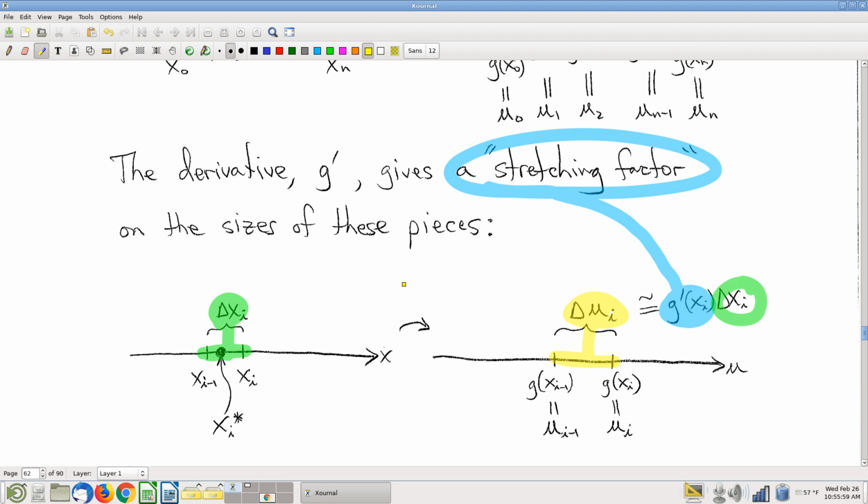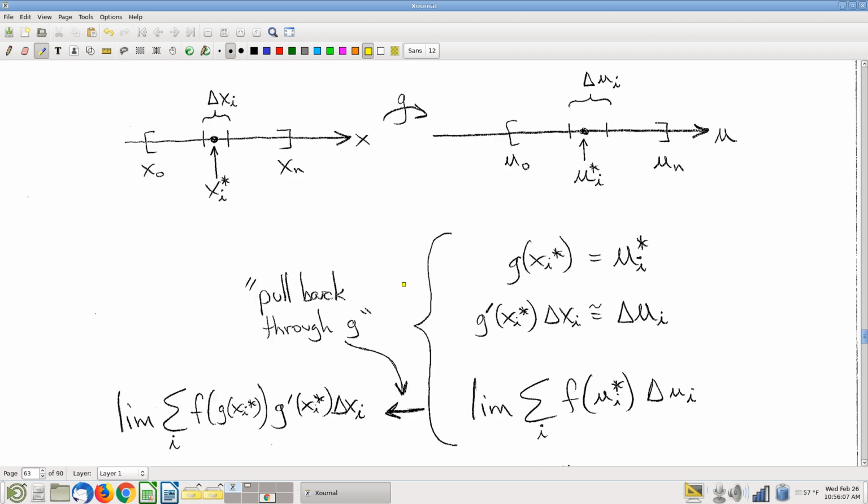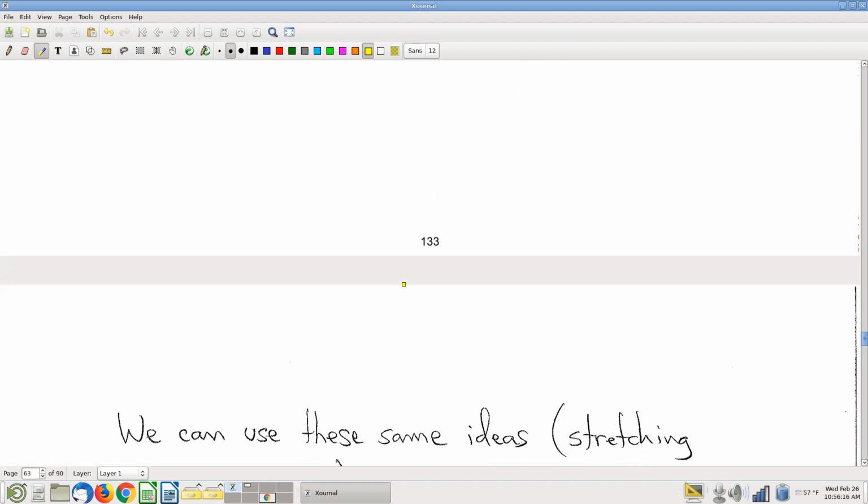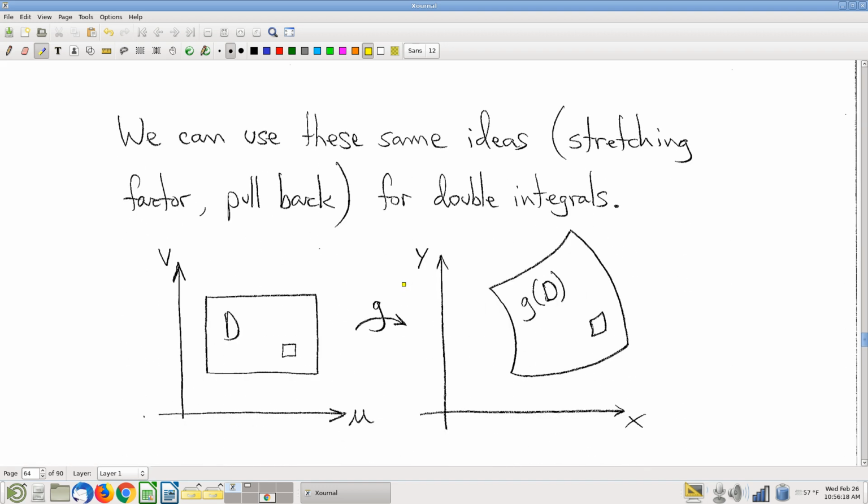So stretching factor, common term. I'm not the only one who uses it. That's the second big takeaway. Okay, so stretching factor and pullback are the big takeaways. Now, this is all single variable calculus. We're in a multivariable calculus course, right? So why are we doing this? And this is all to lay groundwork for the hope that we can do something analogous in a multivariable setting.